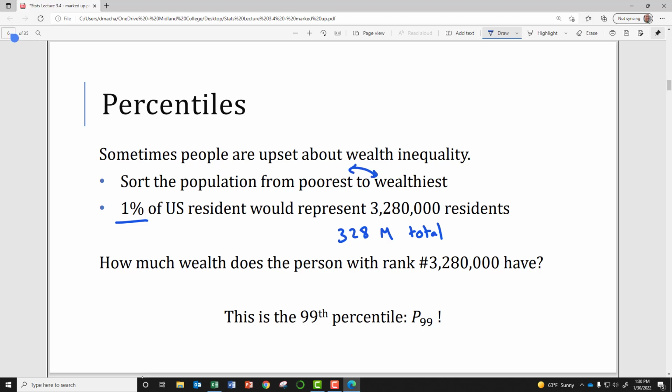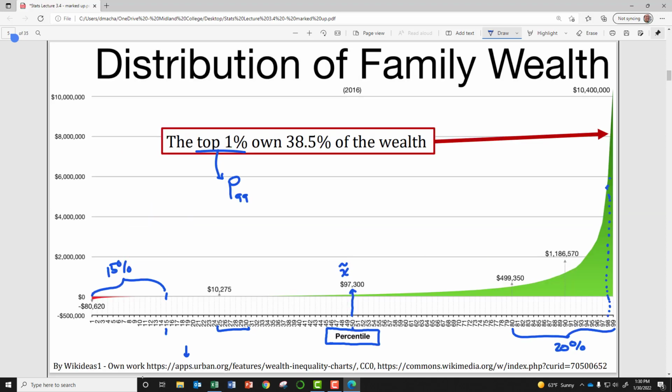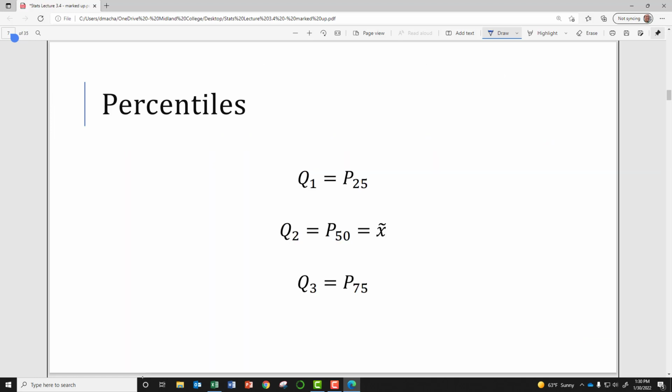But if you're going to rank people from wealthiest to poorest, the person with rank number 3,280,000, that amount of wealth, that would be what we consider the 99th percentile. So, and this graph doesn't perfectly correspond because this is talking about family wealth, not individual wealth, but you get the idea.